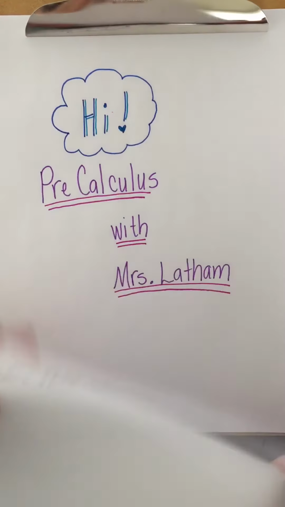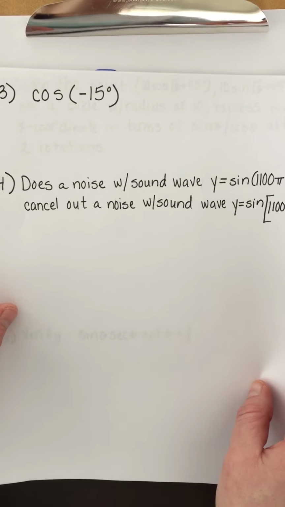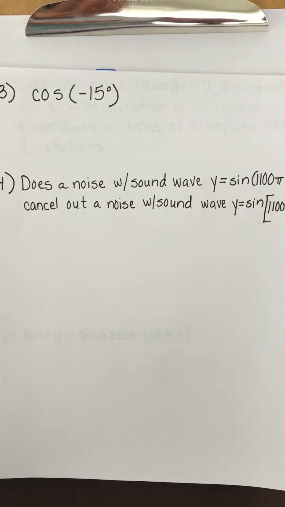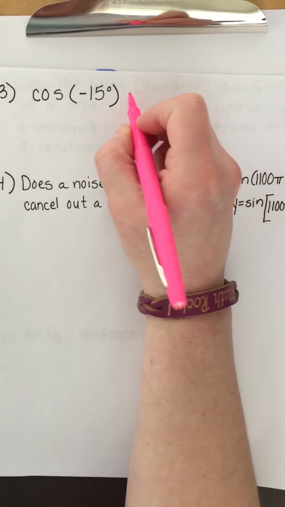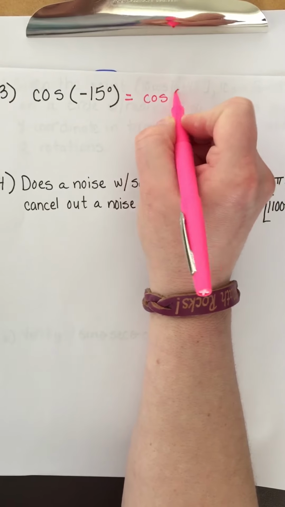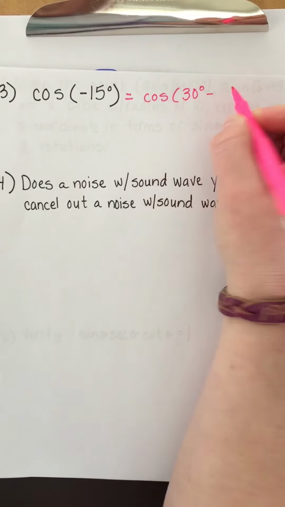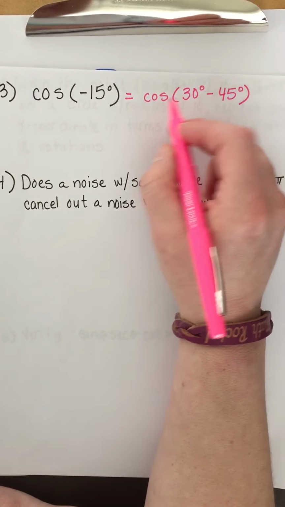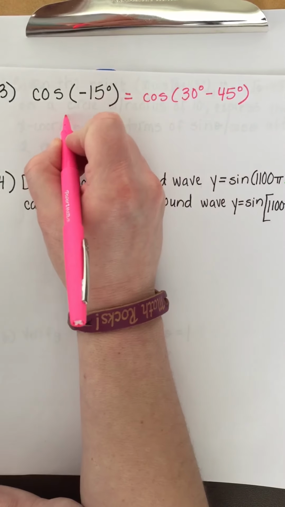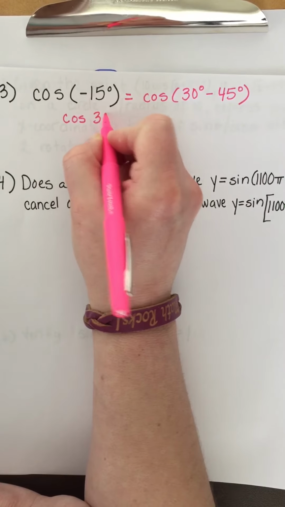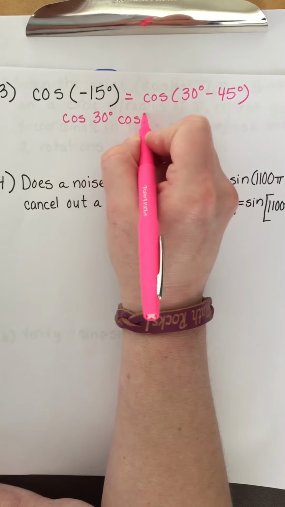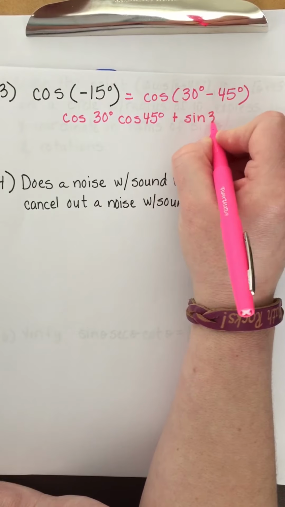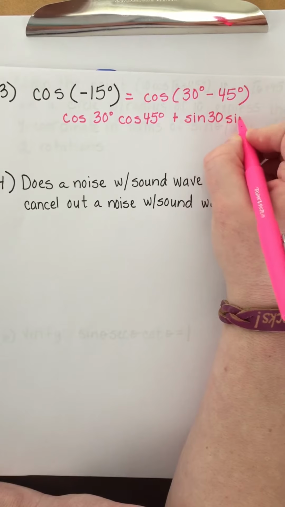Okay, next they want me to do the cosine of negative 15 degrees. I don't know the cosine of negative 15 degrees, but I do know the cosine of 30 degrees and 45 degrees. So I'm going to use my formula for the cosine of a difference. So that'll be the cosine of 30 degrees, cosine of 45 degrees, plus the sine of 30 degrees, the sine of 45 degrees.